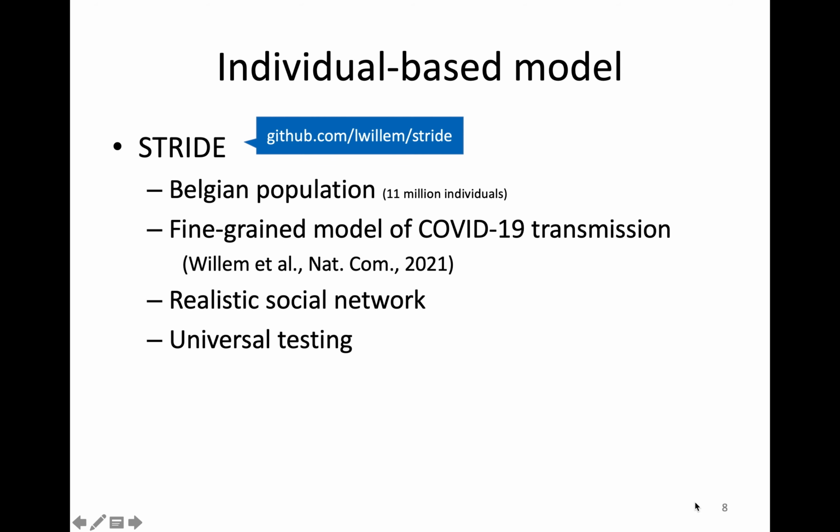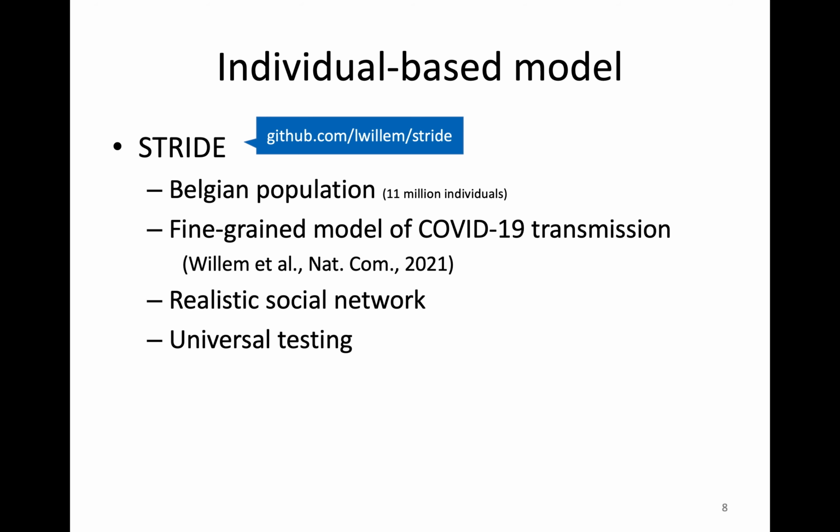So, as it is a prevention strategy that is really targeted towards individuals, we use an individual-based model. The individual-based model that we use is Stride, and you can find the source code on GitHub. It's a high-performance C++ individual-based model that can deal with large populations. We'll consider the Belgian population, which is about 11 million individuals. It's a fine-grained model of COVID-19 transmission, and this model has been published recently also in Nature Communications early this year.